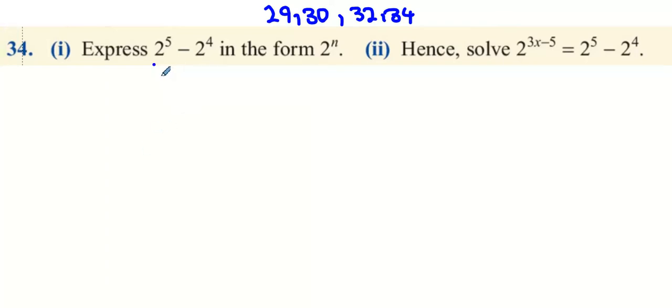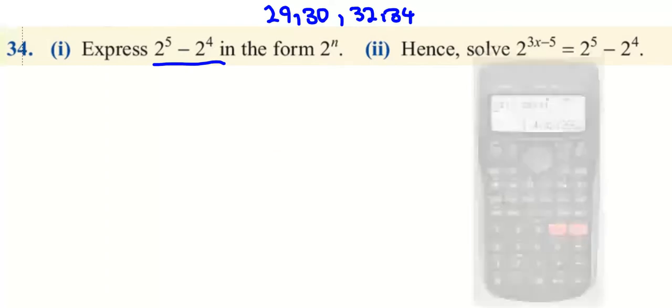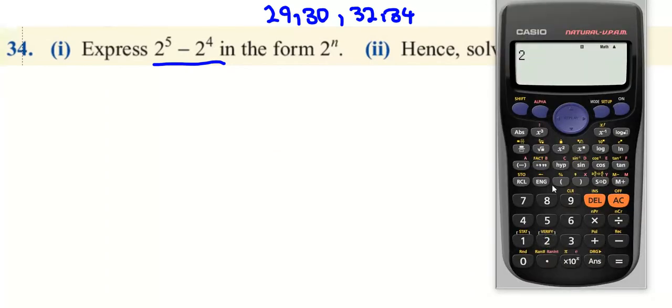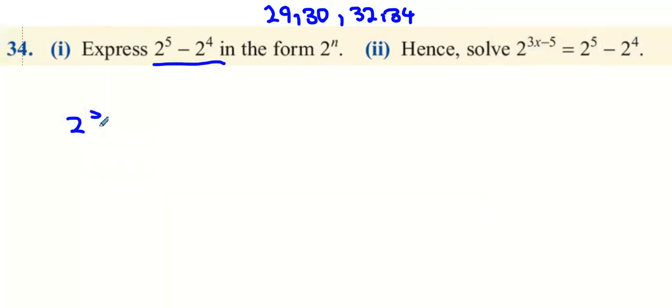Now, first thing I'm going to do here is just use my calculator. What's 2 to the power 5 take away 2 to the power 4? No. Okay, what you guys are thinking of is 2 to the power 5 divided by 2 to the power 4. Or what you guys are thinking about is 2 to the power 5 take away 4.